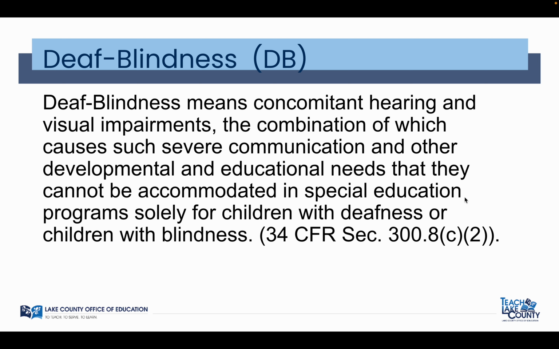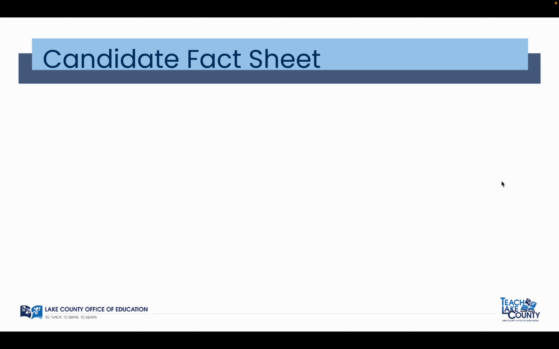Deaf blindness means concomitant hearing and visual impairments, the combination of which causes such severe communication and other developmental and educational needs that they cannot be accommodated in special education programs solely for children with deafness or children with blindness. And then we go into the candidate fact sheet there.